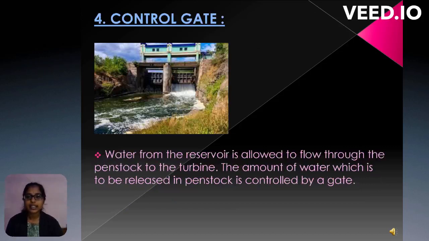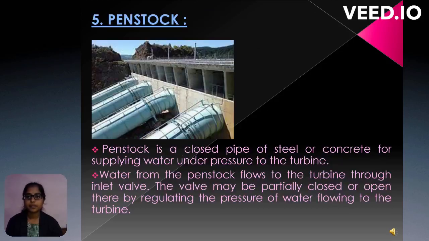Control gates. In this figure, you can observe that control gates are built. The water from the reservoir is allowed to flow through the penstock to the turbine. The amount of water to be released into the penstock is controlled by the gates.